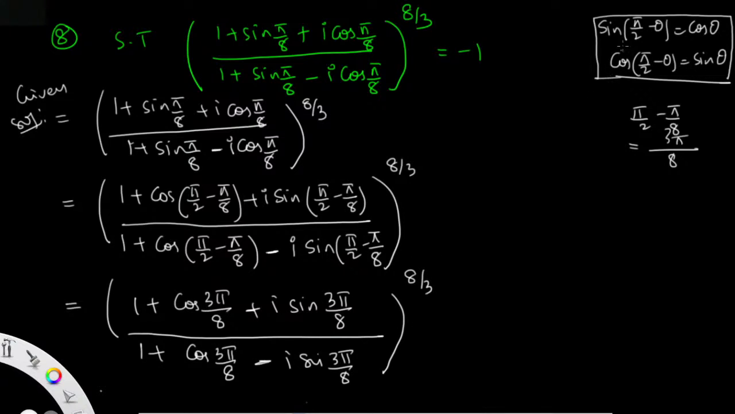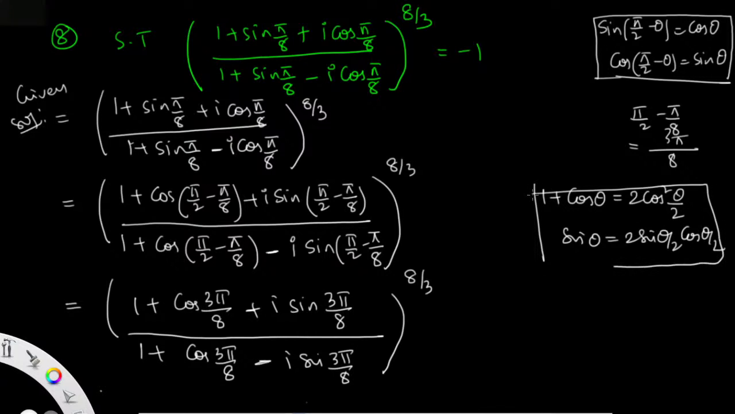So first we converted sin to cos and cos to sin. Now it is in the 1 plus cos theta form. 1 plus cos theta is 2 cos squared theta by 2, as we learned in the first question, and sin theta is 2 sin theta by 2 cos theta by 2. So we apply these basic formulas here for 1 plus cos 3 pi by 8 and sin 3 pi by 8. I am writing this on the next page.